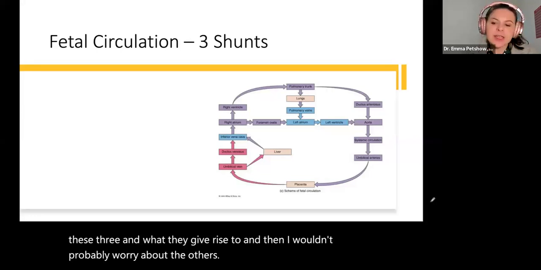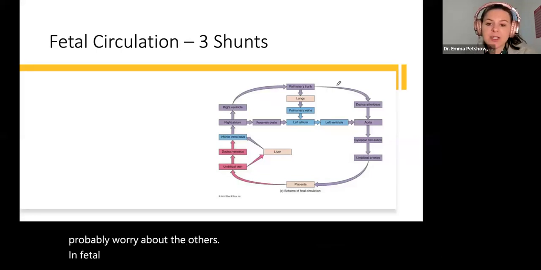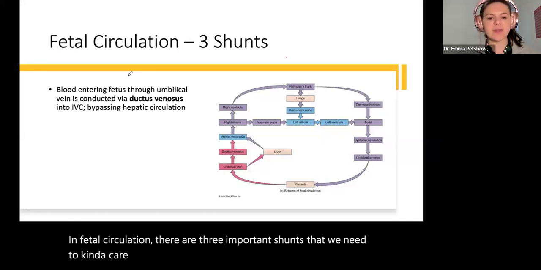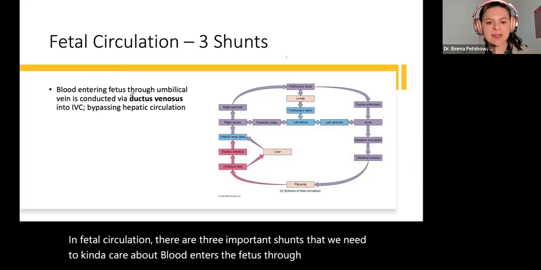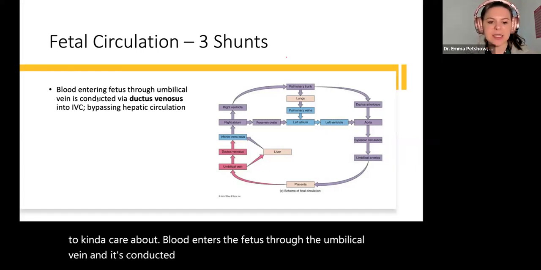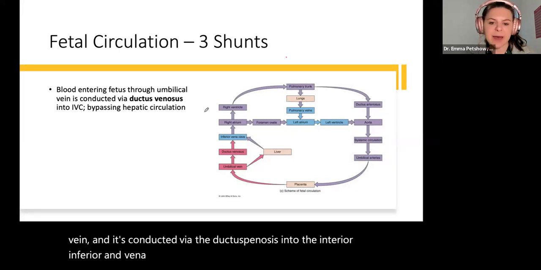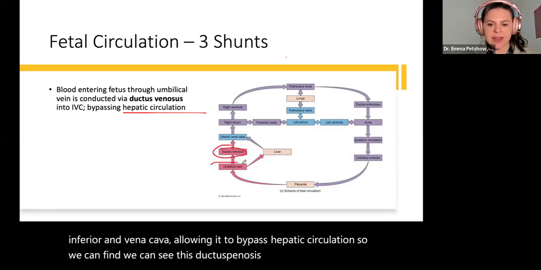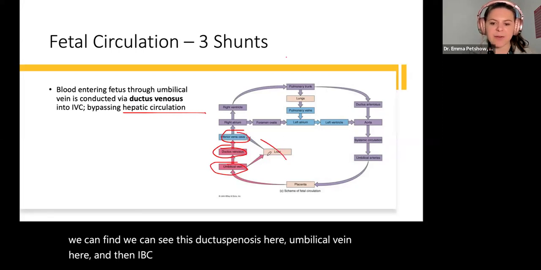In fetal circulation, there are three important shunts that we need to care about. Blood enters the fetus through the umbilical vein, and it's conducted via the ductus venosus into the inferior vena cava, allowing it to bypass hepatic circulation. So we can see this ductus venosus here, umbilical vein here, and then IVC here. It doesn't have to go through the liver. So this would be one of our shunts.